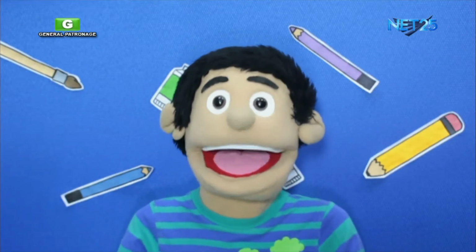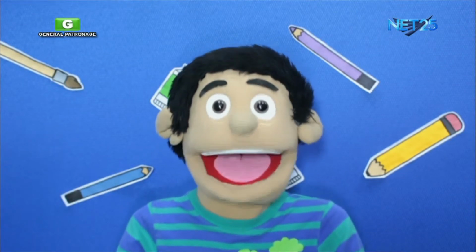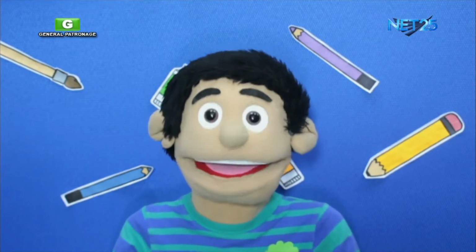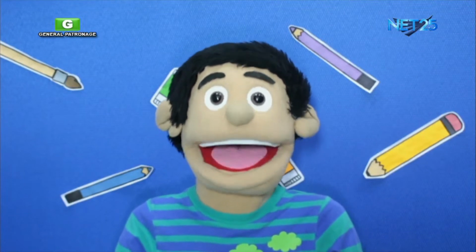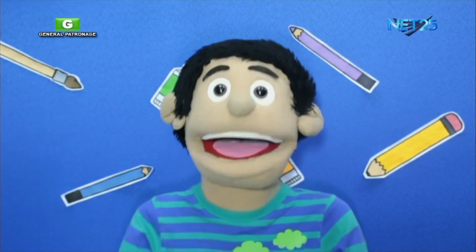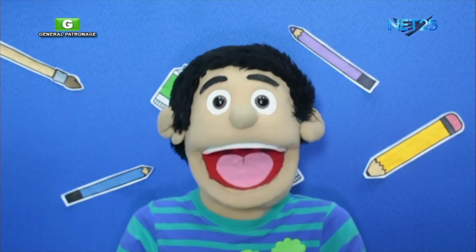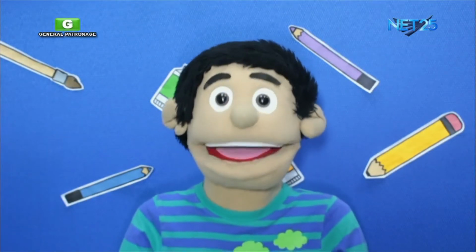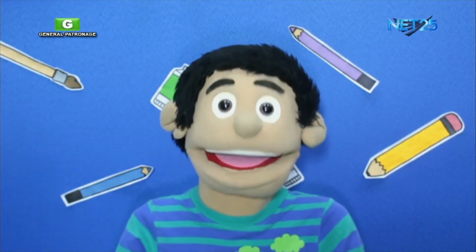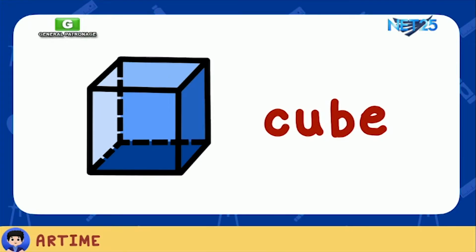It's really hard to imagine, right, friends? Don't worry, I'll show you an example. Today, we will talk about different 3D shapes: cube, sphere, cylinder, cone, and pyramid. Let's start with the first one. This is a cube. Let's identify which part is the face, edge, and vertex on a cube.